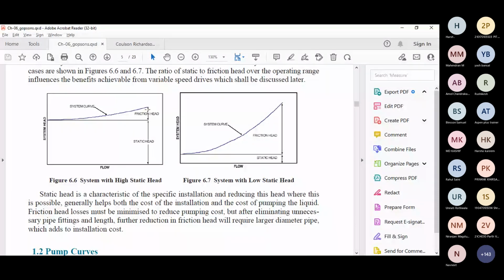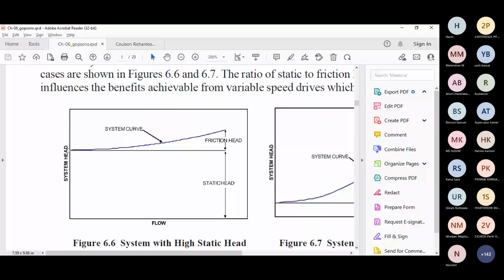Suppose you're at this particular point. What is happening? Your flow rate is 0 and your discharge valve is fully closed. So whatever the head is, it is all because of the suction head. As you now open the discharge valve, your fluid flow will start.